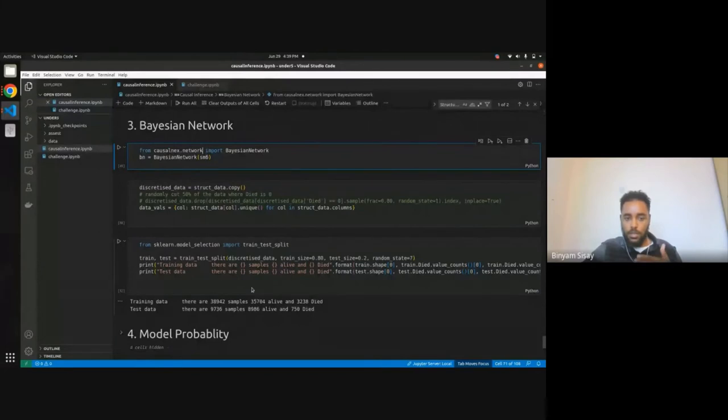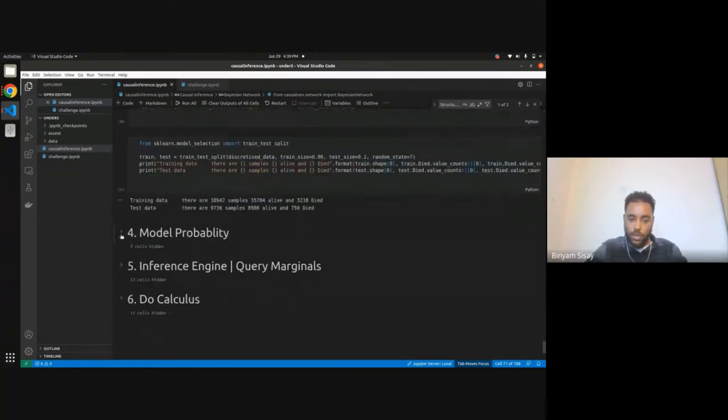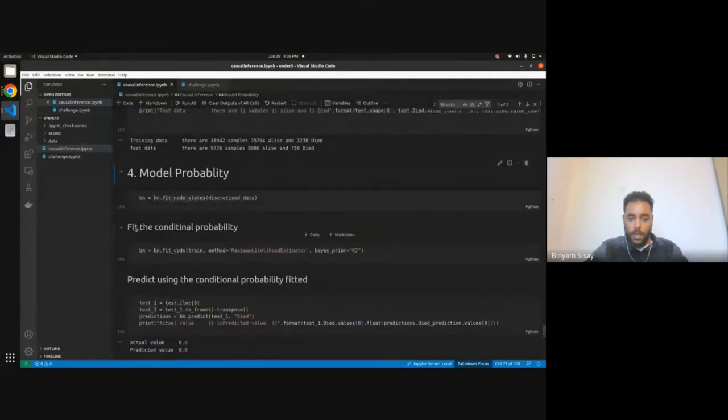train the Bayesian network so that it can classify whether the person is dead or not. To have a training session, we should split our data into train and test sets. And using the training data, I fitted my Bayesian network.